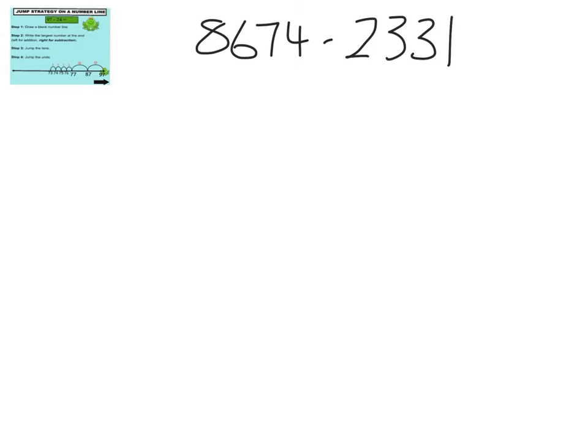So the first thing we need to do again is to draw a number line. Then what you need to do is write the largest number on your number line. Now, because we're subtracting and taking away, we're not starting from the left-hand side this time. We're starting from the right-hand side and going backwards. So we're going to start from here.